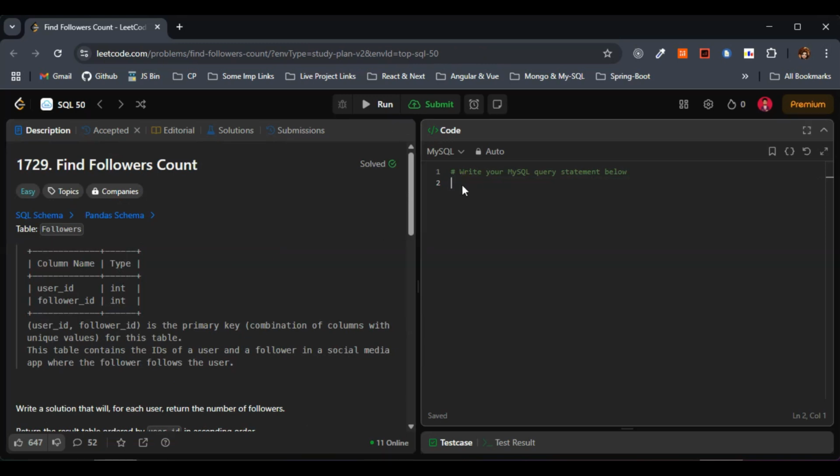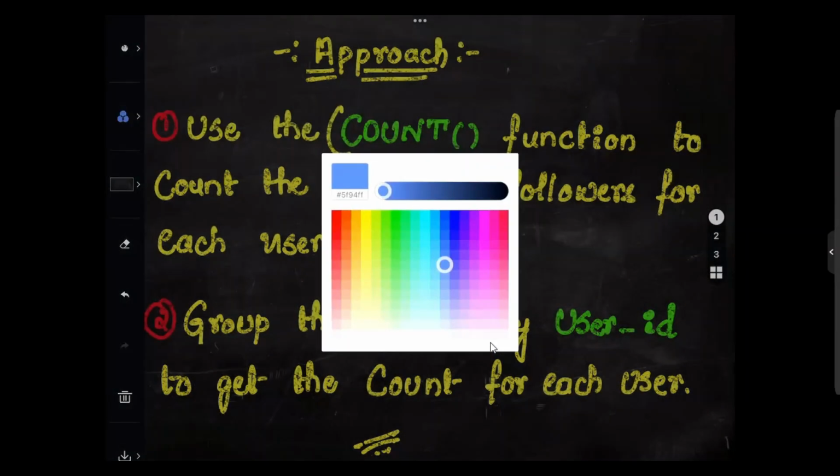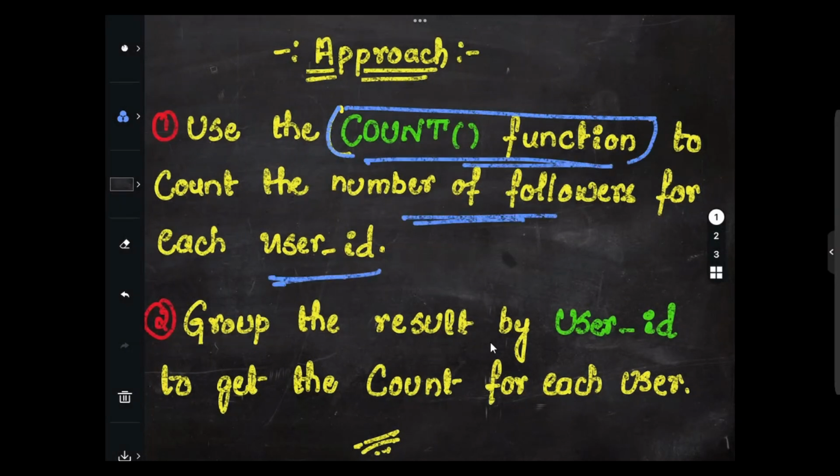So first we will discuss the approach, then we will write the query. Let's discuss the approach step by step. The first step is we will make use of the count function here. Why will we make use of the count function? Because we have to count the number of followers for each user ID.